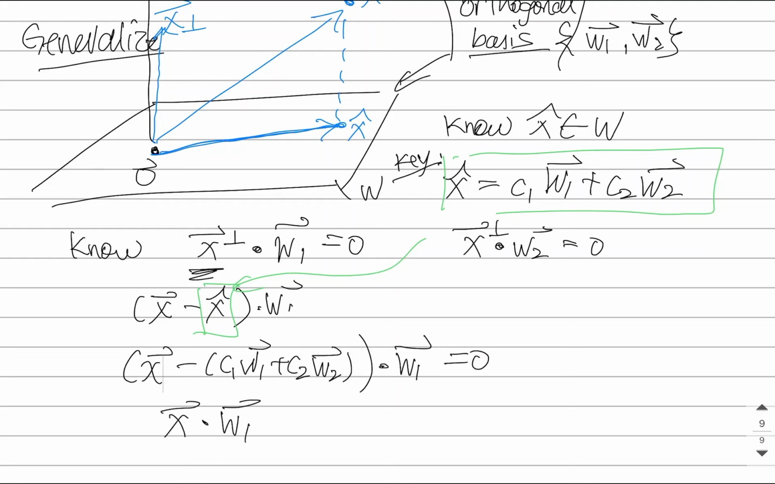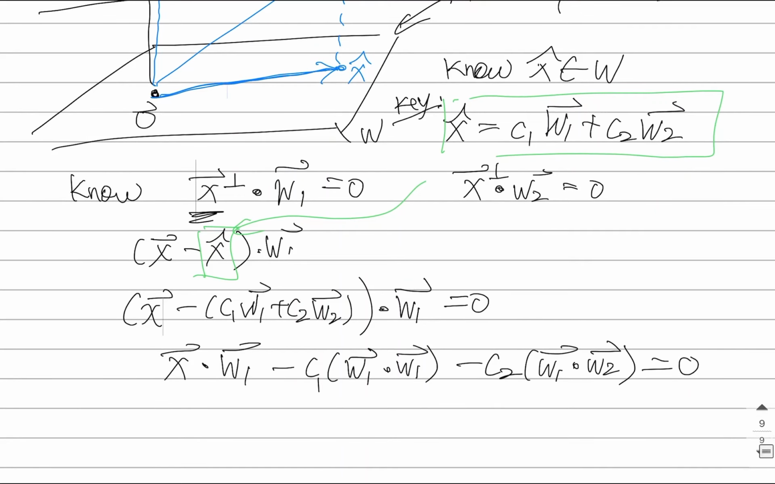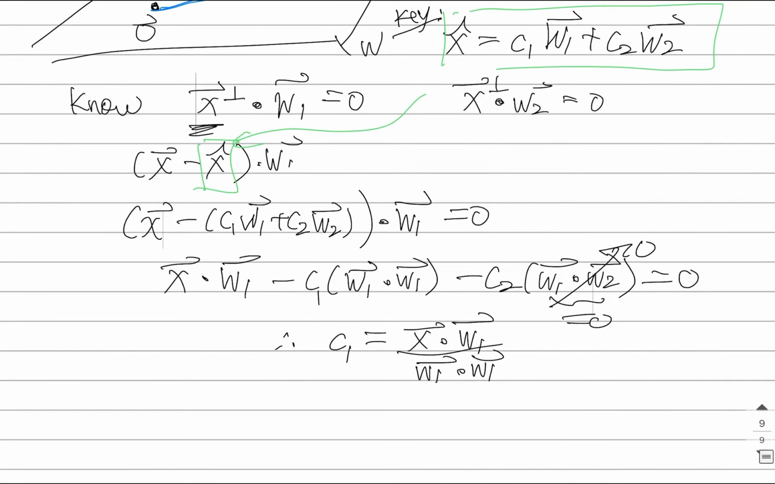X dotted with w1 subtract c1 w1 w1 dot product minus c2 w1 dot w2 dot product has to be 0. That's 0. I will find, no surprise, the same Fourier coefficient representation. C1 has to be x dotted with the first basis vector over the second. Now, similarly, I'm going to find that C2 is x dotted with W2 over W2 dot W2.